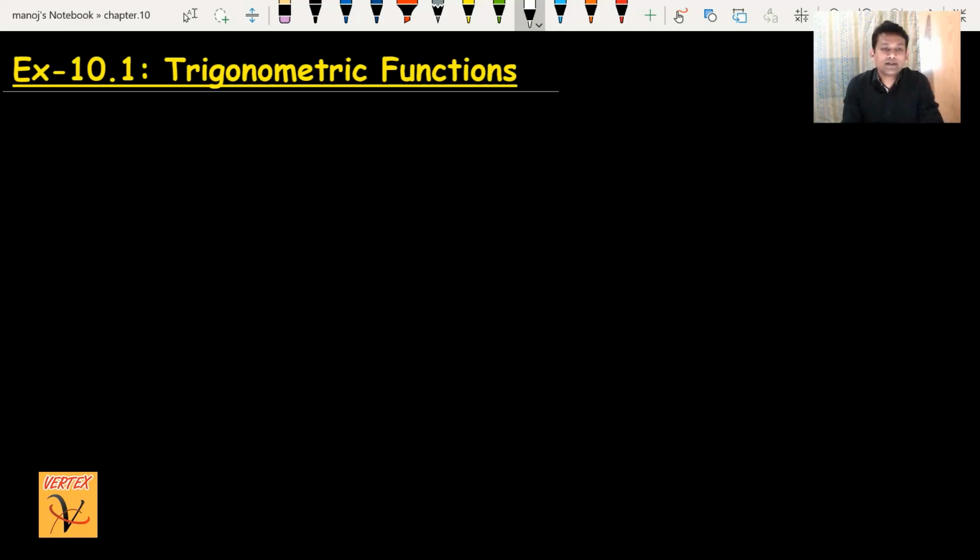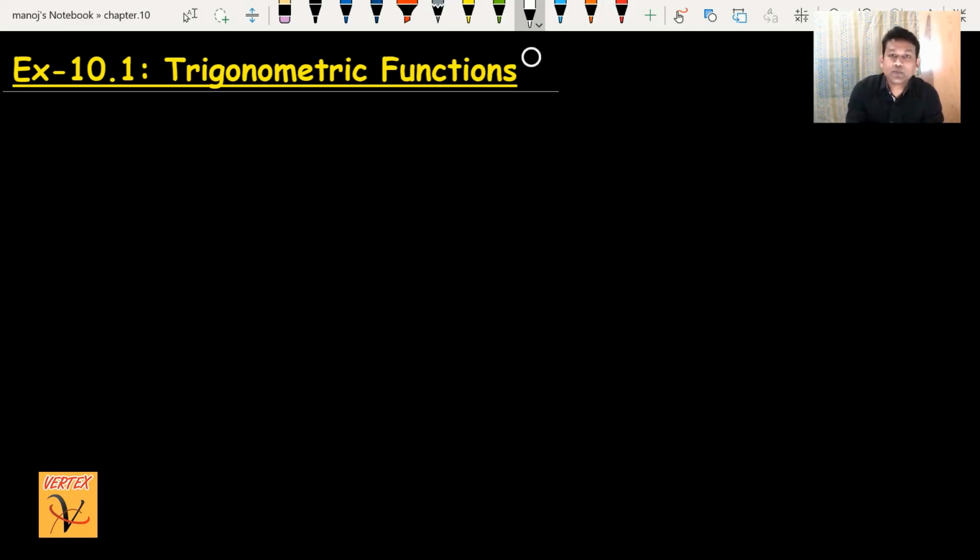Today we're doing exercise 10.1 from the Admas book, Trigonometric Functions. I have divided this exercise into two parts. One is from question number 1 till question number 6, and I'm going to explain those. Then I will do the explanation for the further questions, from question number 7 onward. Okay.